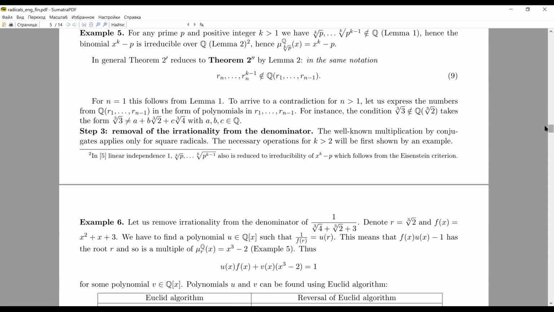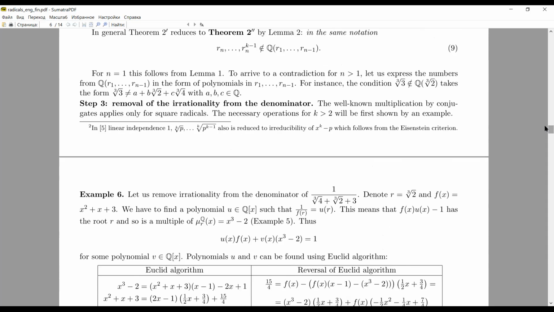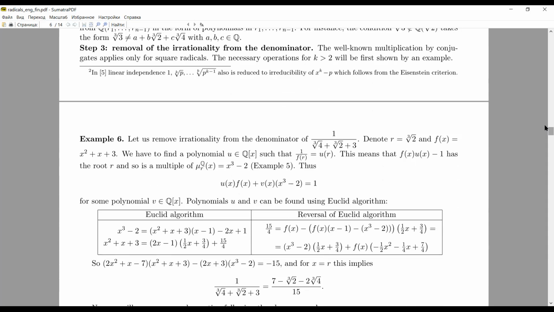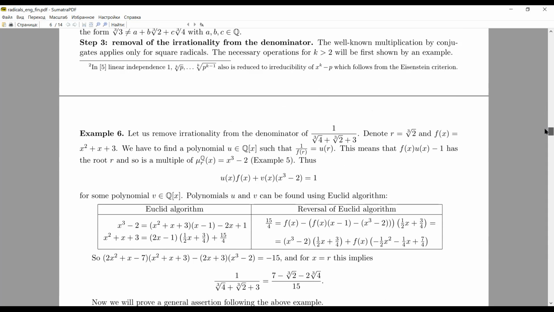So what if n is more than 1? The next important step is to remove all the irrationality from the denominator. We need to write all numbers of this field as polynomials. I've already discussed this example and this lemma, so we can scroll down.